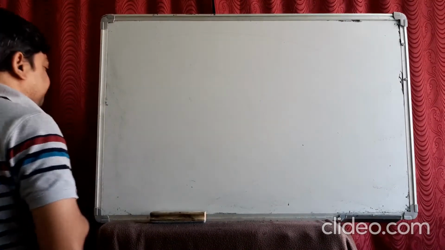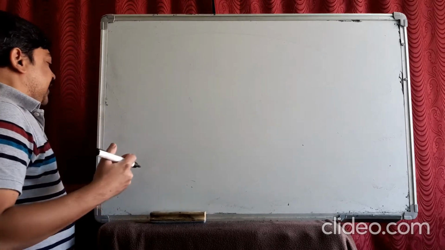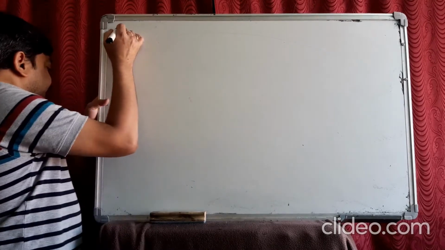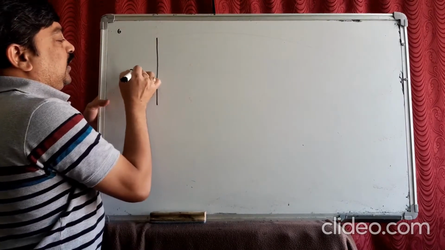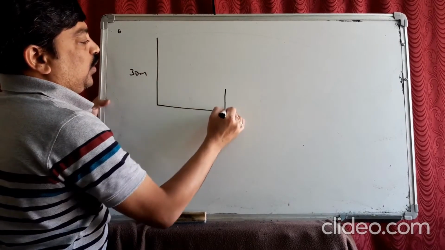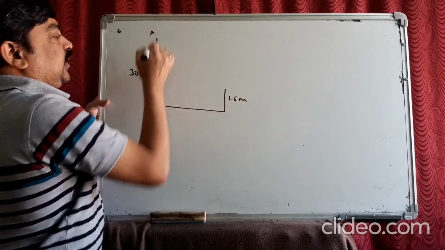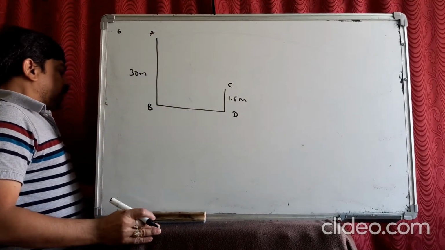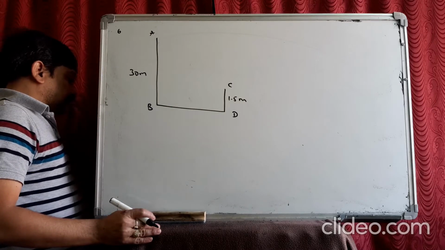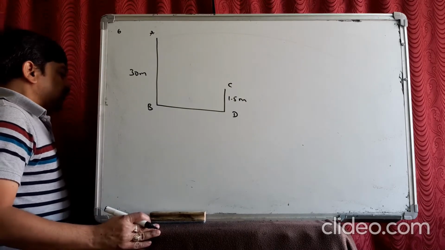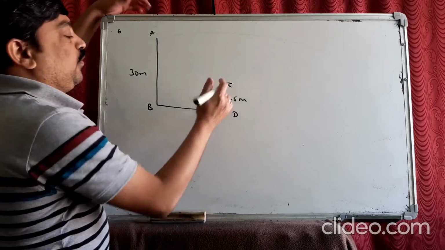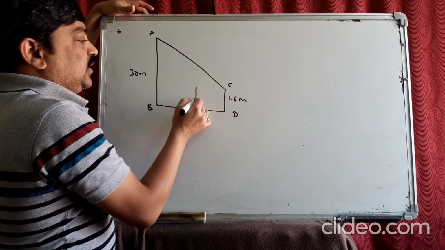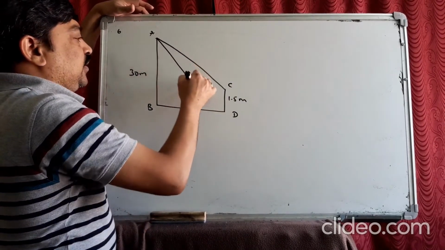Now sixth question. A 1.5 meter tall boy is standing at some distance from a 30 meter tall building. Say there is a 30 meter tall building here and some 1.5 meter boy is standing here. A, B, C, D. Now what is happening? The angle of elevation from his eyes to the top of the building increases from 30 to 60 as he walks towards the building. Say before, when he was here, the angle of inclination was 30. When he comes some distance here, the angle of inclination becomes 60.